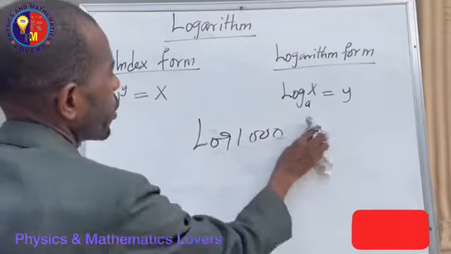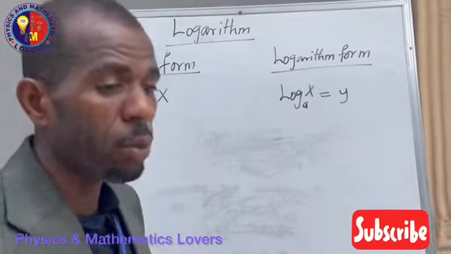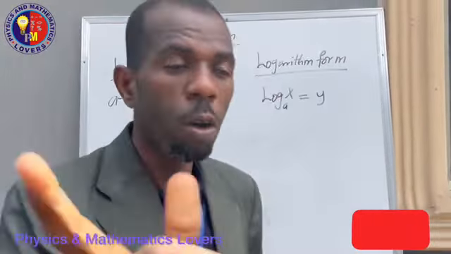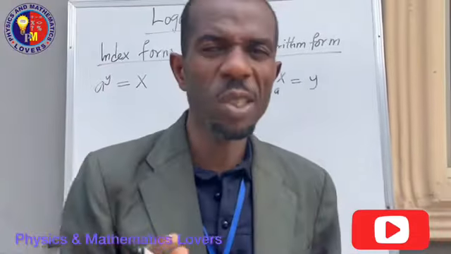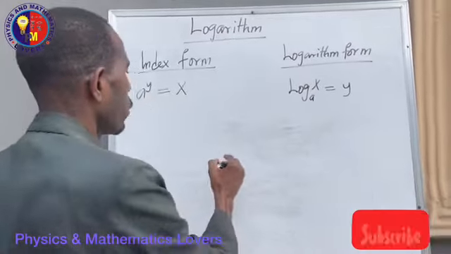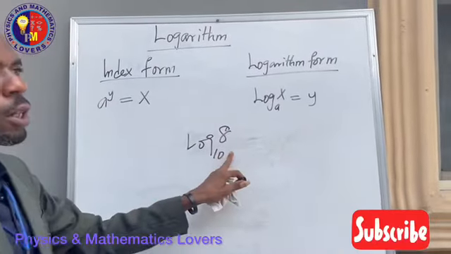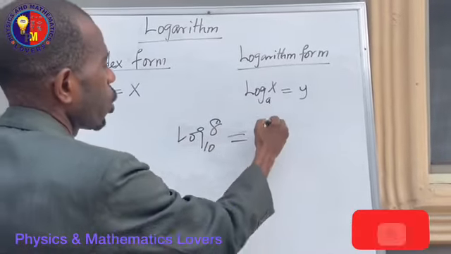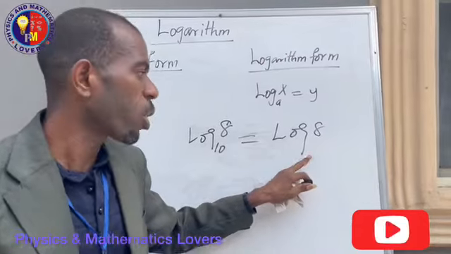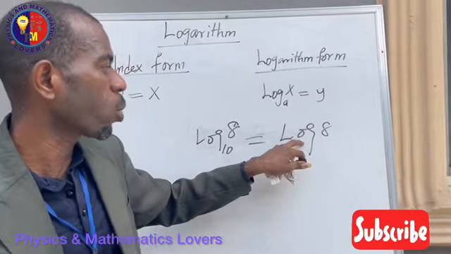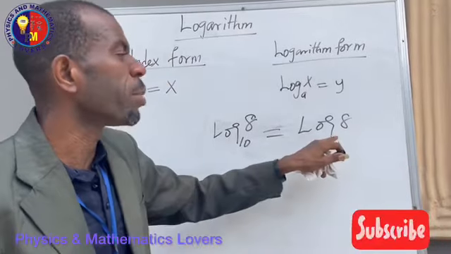Now we have two types of logarithm. The first one is the common logarithm. Common logarithms are those expressed in base 10, just like what I just solved. If I say log 8 to base 10, this is a common logarithm. Or simply write it as log 8 without denoting any base. When you see log 8 without any base written, it means it is in base 10.